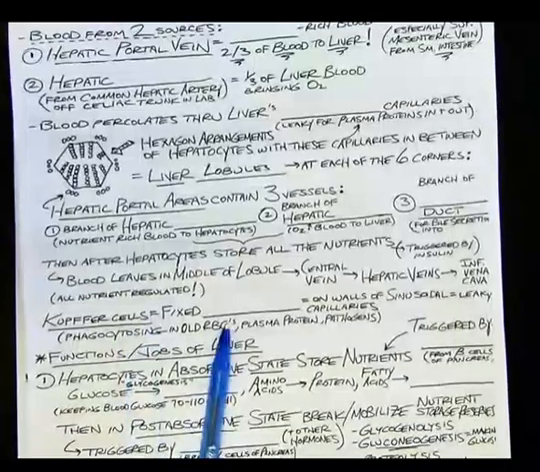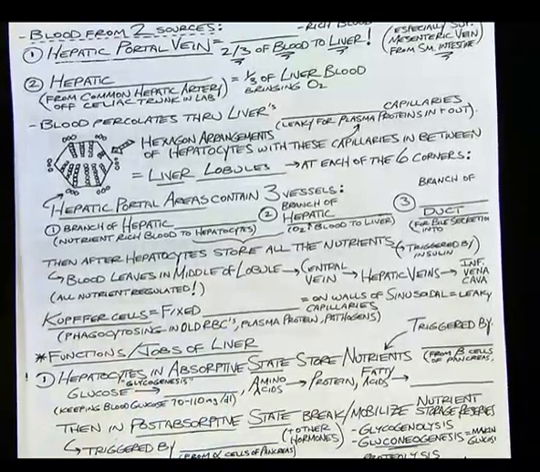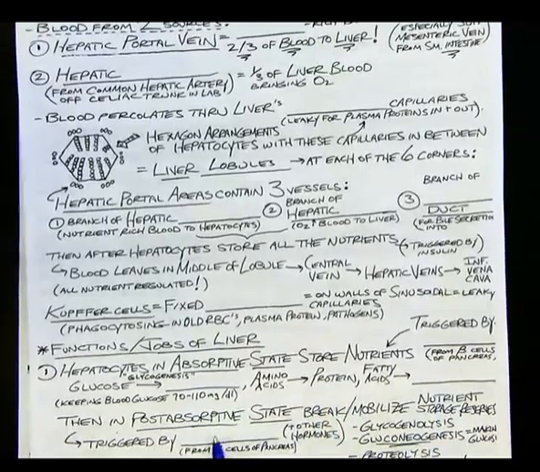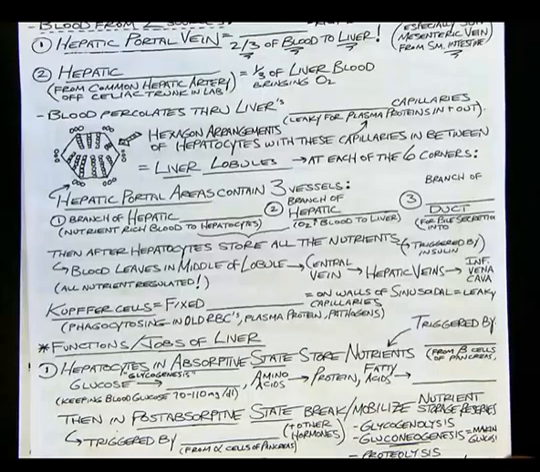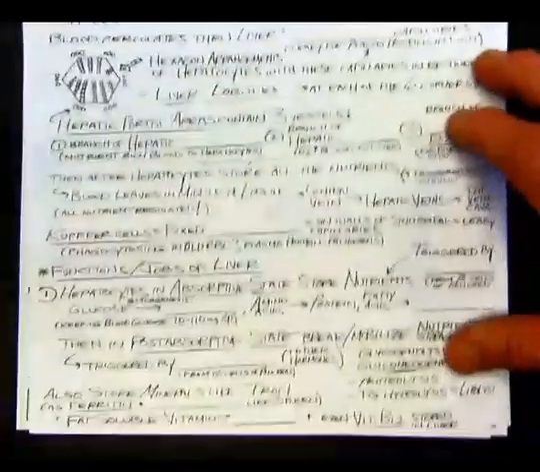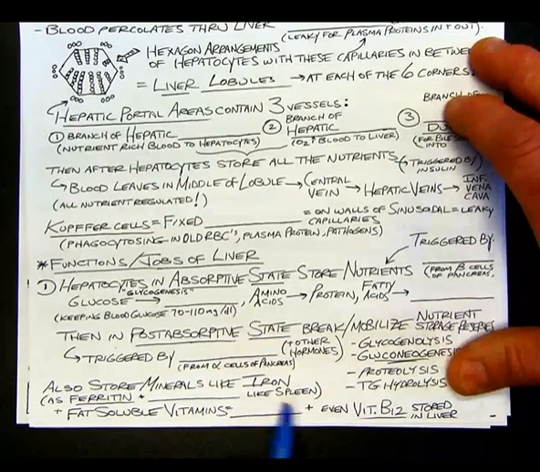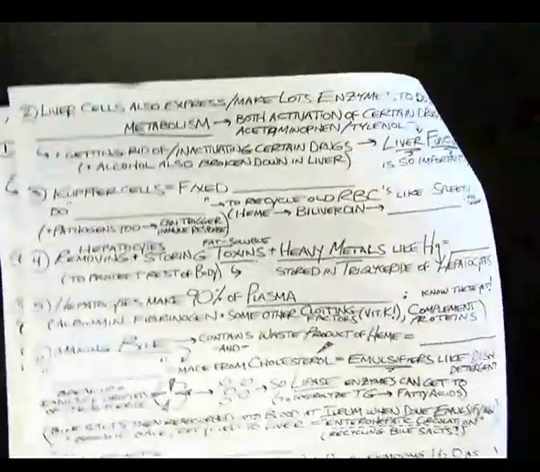Kupffer cells are those fixed macrophages. Review the jobs of the liver, right? About insulin, helping the liver to make glycogen, make proteins, and make triglyceride, and how glucagon helps to break those things apart when you're not eating, right, in the liver. How the liver stores iron as ferritin and hemosiderin, fat-soluble vitamins A, D, E, and K, all stored in liver, vitamin B12 stored in liver. Liver cells do a lot of drug and toxin metabolism.